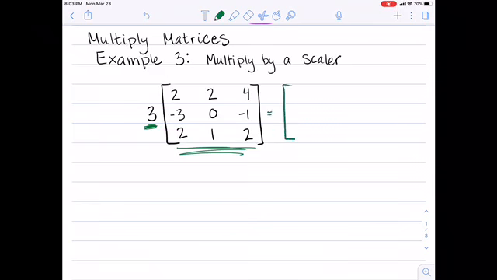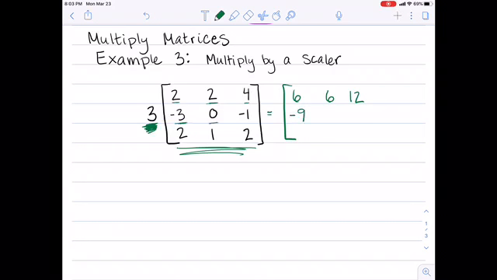So, for example, if I multiply my 3 times this first term 2, 3 times 2 is 6. 3 times my next term, which is also 2, is going to be 6 again. And 3 times my next term, 4, is going to give me 12. And I'm just going to continue in that same pattern throughout the matrix. So I have 3 times negative 3, which is negative 9.